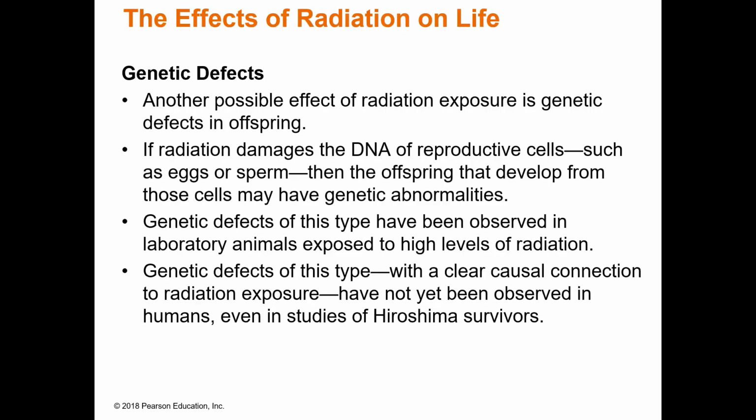Radiation can also affect reproductive cells, sperm and eggs. If these cells are damaged, they can pass mutations to future generations. In lab animals, scientists have seen radiation-induced birth defects and genetic disorders. In humans, we haven't found conclusive evidence of this from Hiroshima or Chernobyl survivors, but it's still a theoretical risk.